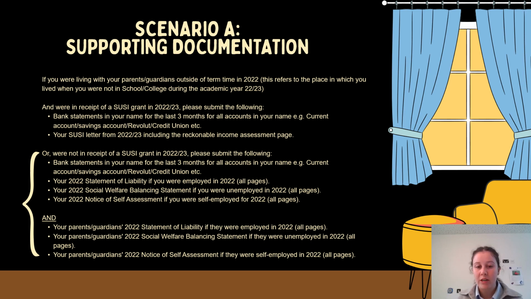I want your financial documentation if you were working, if you were on social welfare, or if you were self-employed. And I want your parents' financial documentation if they were employed, if they were on social welfare, or if they were self-employed. If you yourself were not working, were not on social welfare, and were not self-employed in 2022, well then there's no financial documentation I'll need from you. So moving on then to scenario B.